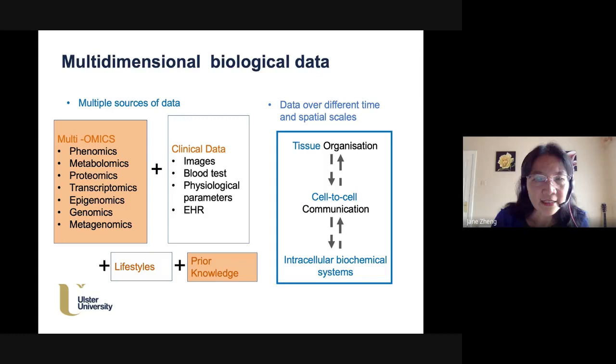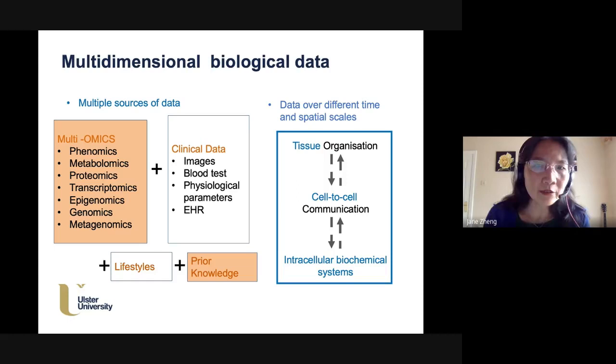So lifestyle data also has a lot. It can be your eating, your dietary intake, your physical activity, your sleep. All those are important. And then in addition to the data that we can record, there's also other data that we may not be able to measure, but experts have. So those are prior knowledge.